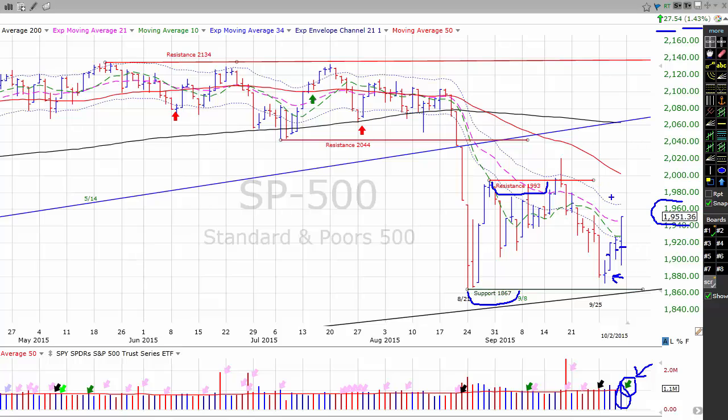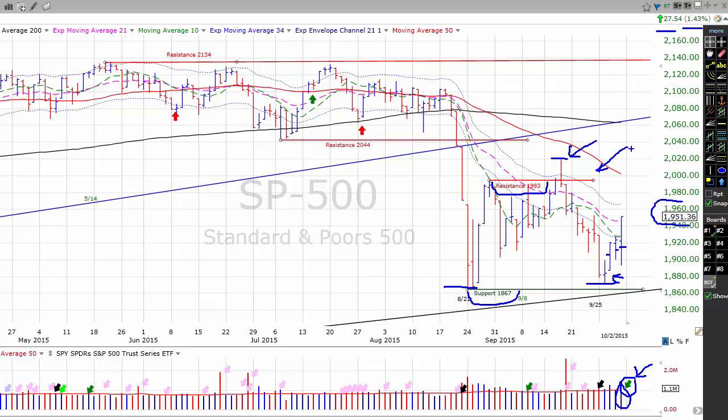For me to become a little bit more confident, I would want to see the S&P 500 take out this level of resistance, and particularly this level right here. And again, the reason for that, the same as the NASDAQ, is we established a low. We went on to make a high. We've come down here, we've made a lower, we've come down here and made a higher low.